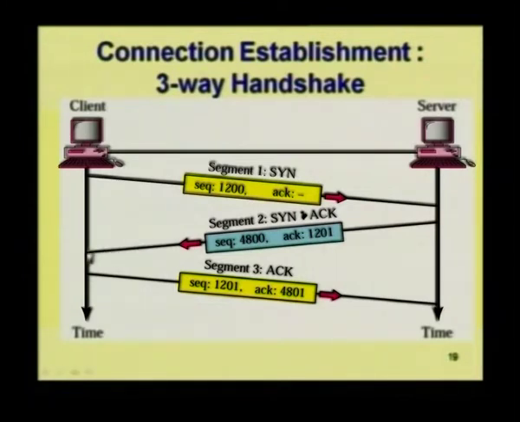On receiving this, the client side has now received a SYN from the other side, so it also has to send back an ACK for that. So the third packet it sends is an ACK packet, that is the ACK bit is set, and it gives the sequence number as 1201, indicating the sequence number that it is using, and an ACK for the 4800. So it will send back an acknowledgement number of 4801. This is the three-way handshake that is used. You send a SYN packet, receive a SYN plus ACK, and send back an ACK packet.